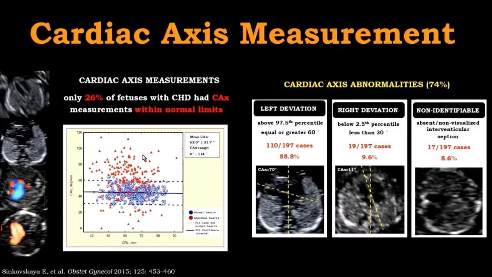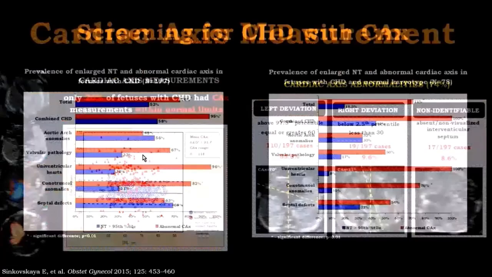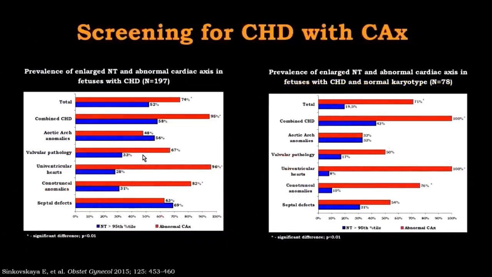And the third group, which was about 9%, is the axis that cannot be identified because we were not able to find the septum and visualize it clearly. This is a very important group of abnormalities because this usually constitutes the hearts with one functional ventricle, or univentricular hearts. These are the most severe cardiac malformations, where after birth the complete repair is not possible, and we will do staged palliative care. So to detect them early is important.